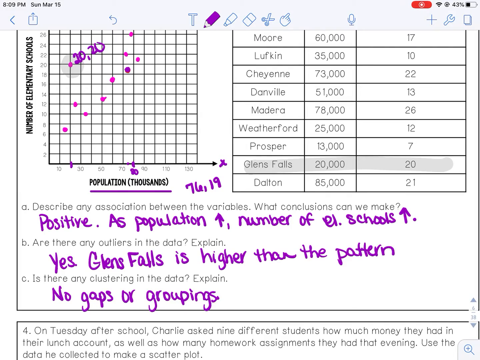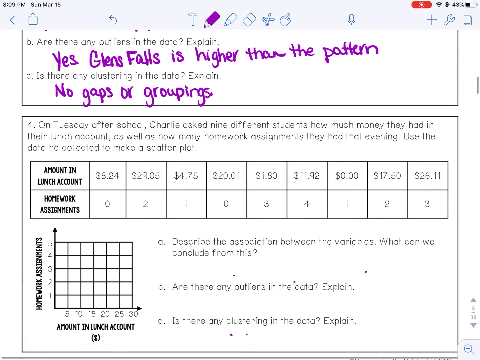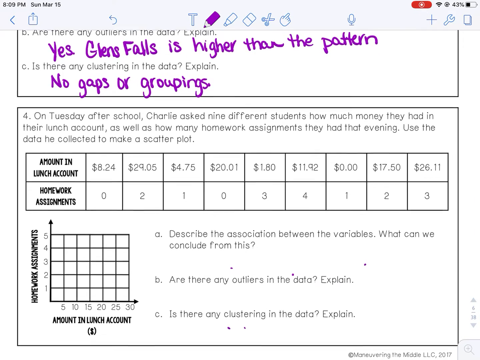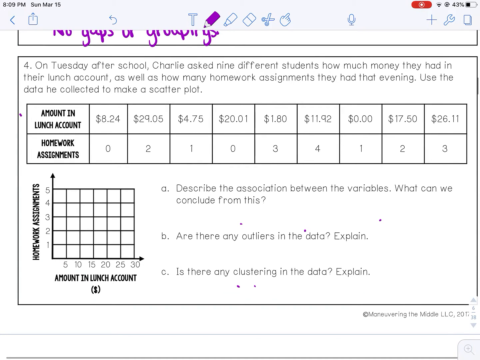Okay. All right, so let's take a look at the last one. Now, I didn't do the dots there because I want us to practice them together, but there's not as many as there were in the other problems. So on Tuesday after school, Charlie asked 9 different students how much money they had in their lunch account, as well as how many homework assignments they had that evening. Use the data that he collected to make a scatter plot. So there's all of our data. We can look at our X values as the amount in the lunch account, homework assignments here.